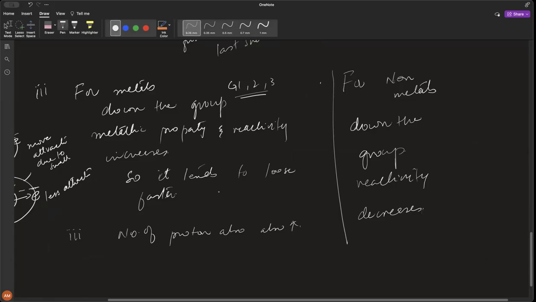So if you go down the group, the metals become more reactive. And if you go down the group for the non-metals, like group 5, group 6, group 7, group 8, the reactivity decreases. You have to keep these things in mind. They're very important, okay? Is this clear?